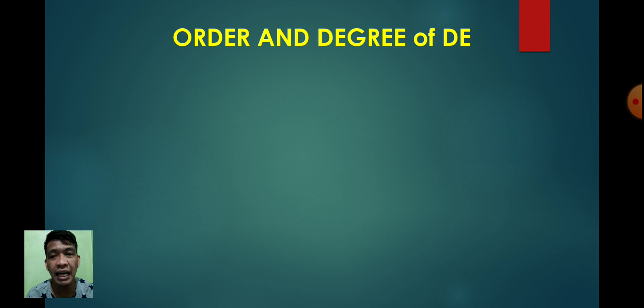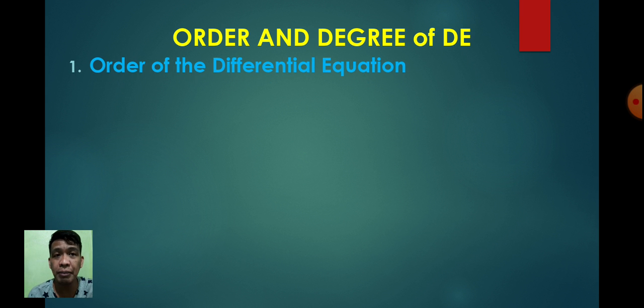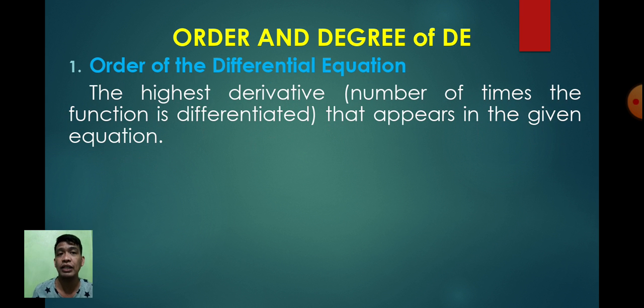So, basta marami ang nasa denominator, partial. Pag isa lang, ordinary. So, let us move with order and the degree of the differential equation. Pag sinabi nating order of the differential equation, it is the highest derivative. It is the number of times the function is differentiated that appears in the given function.